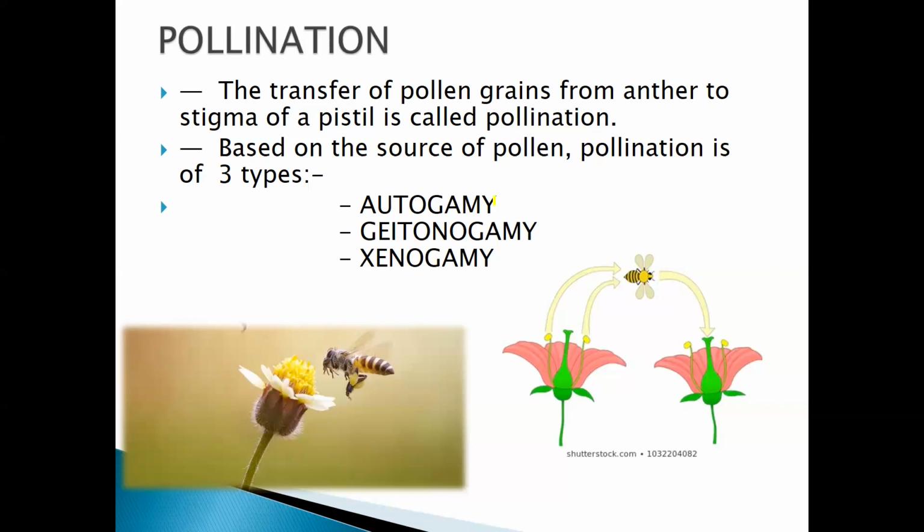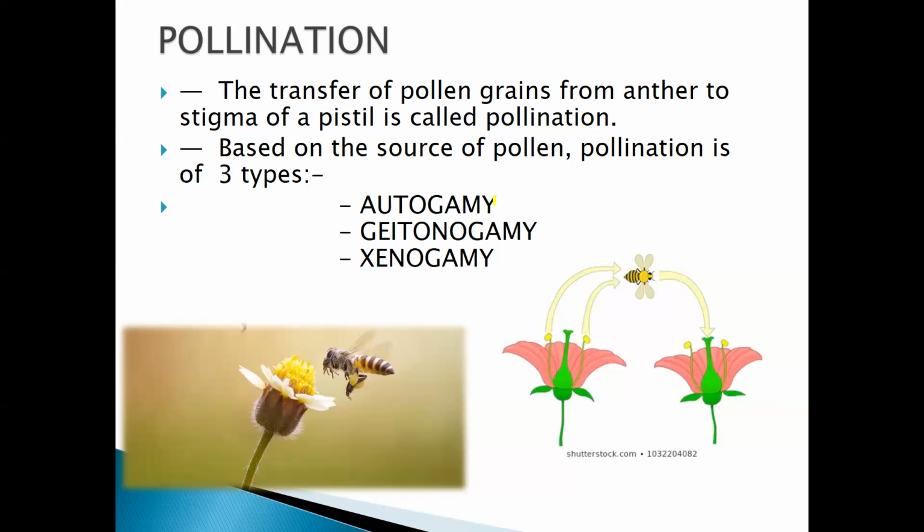Whereas the second one is geitonogamy, which is also considered a kind of self-pollination. What happens over there? The pollen grains move or transfer to the stigmatic surface of a flower, but within the same plant. Whereas xenogamy is a cross-pollination process. Now, what is this cross-pollination? Cross-pollination is where the transfer of the pollen grain from the anther to the stigma takes place between two different flowers of two different plants, maybe within the same species.